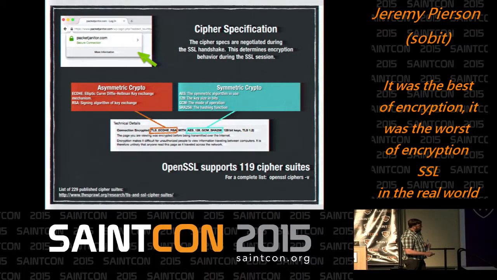And over on the symmetric side, we're specifying AES, and that's the algorithm we're going to use. 128 is the key size, GCM is the mode, and SHA-256 is our hashing mechanism for validity of the data. What I want you to take away from this is not the innards of the cipher spec, but that the first part is the handshake, and the second part is the session.